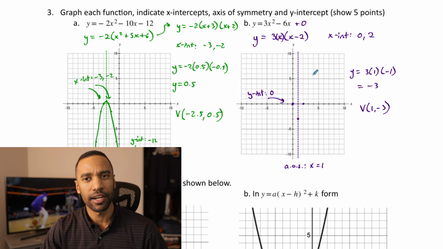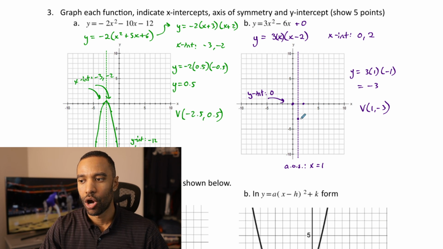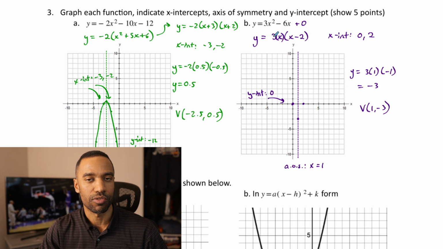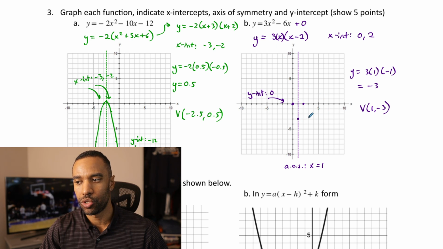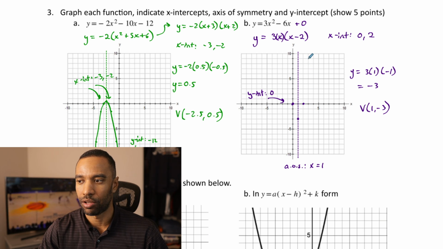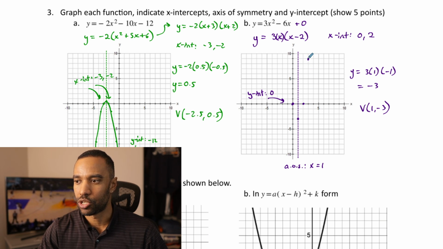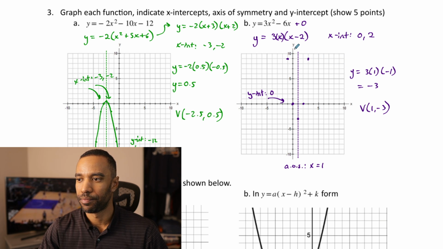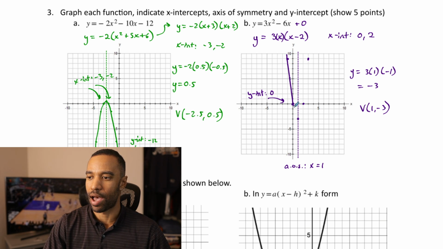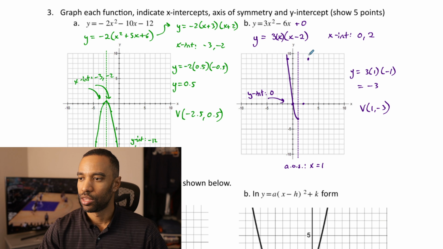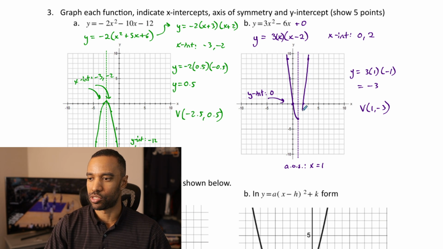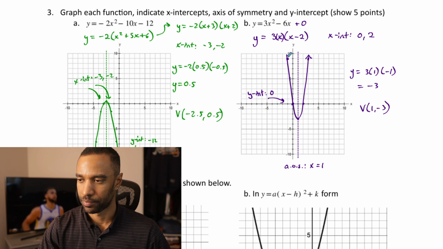So I should add another point if I can fit it. Over 1 up 3 seems to agree with this vertical stretch factor. If I go over 2, I should be going up 12. So negative 3 plus 12 is 9. So I should be over here. And 2 away, I should be over there as well. So I have my axis of symmetry, x-intercepts, y-intercept, and vertex. Those 4 or 5 points plotted on the graph as well. And there we go.